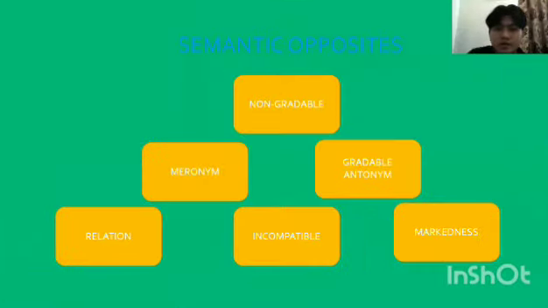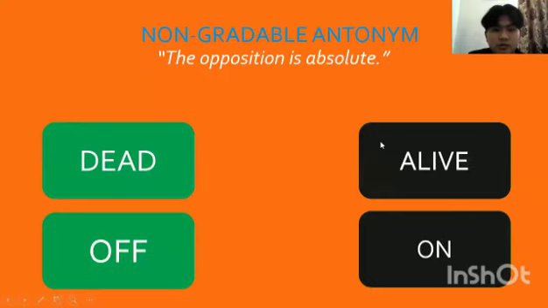The next material is semantic opposites. Semantic opposites are divided into several types. The first ones are non-gradable, gradable antonym, incompatible, relation, meronym, and markedness. So the first is non-gradable antonym. Non-gradable antonyms are opposites where both opposites cannot be obtained together, such as antonyms that have a complementary pair, comparative construction, and negation of one member doesn't imply the other.